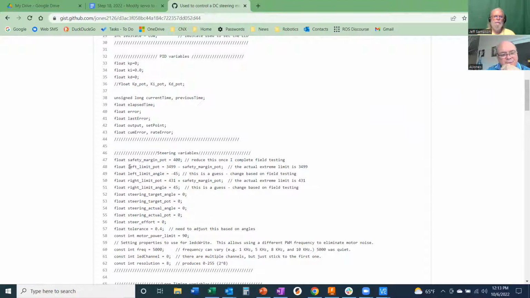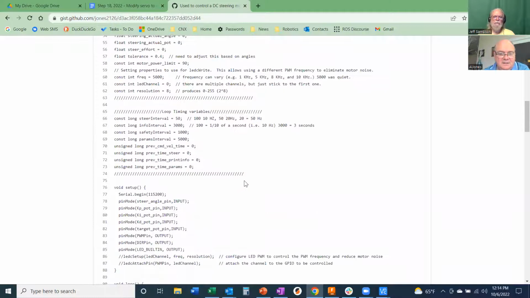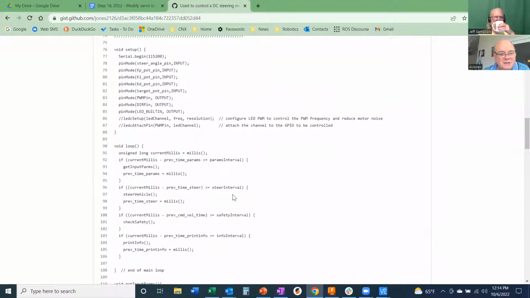For example, I set the left limit at the actual left limit, but then I subtract a safety margin just to try to make sure things aren't going too crazy. That's one minor tweak to that. And I'm just looking at this, to see if there's anything worth mentioning.